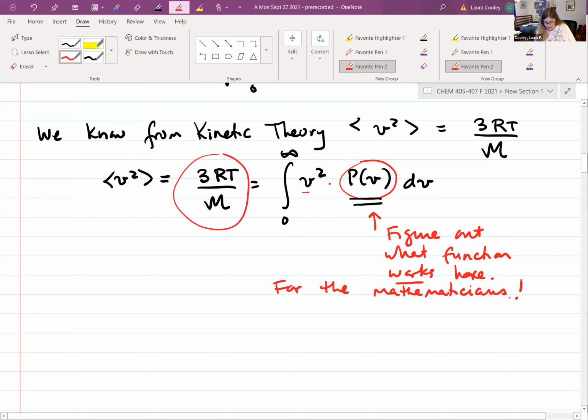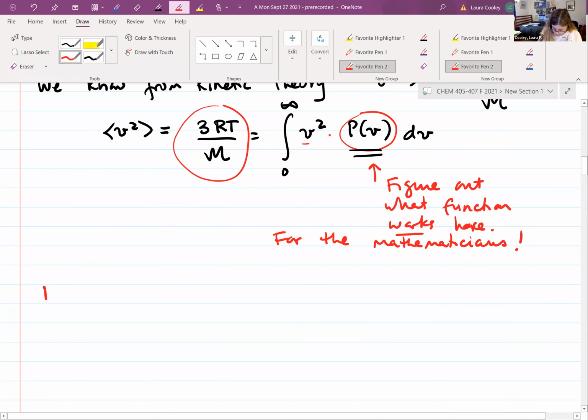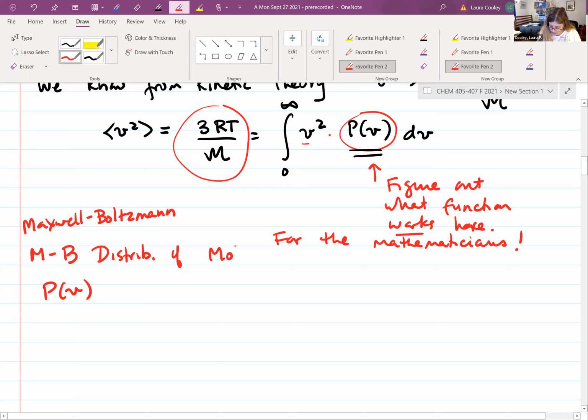This isn't math class, so some of the things we just tell you: the mathematicians did this. We're not doing it, but I'm going to give you the result. And the result is the function, this P of v, which we call the Maxwell-Boltzmann distribution of molecular speeds. It's that guy Boltzmann, he's a very big deal. Unfortunately, this is usually called f of v, not P of v. I'm just telling you the traditional way it's referred to.